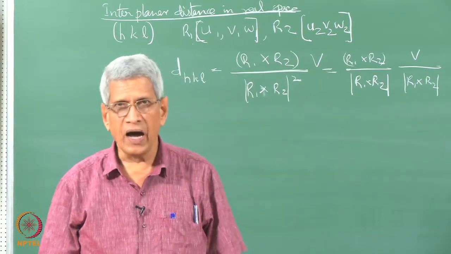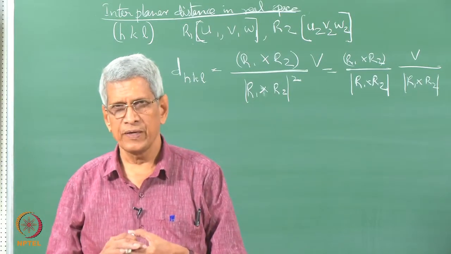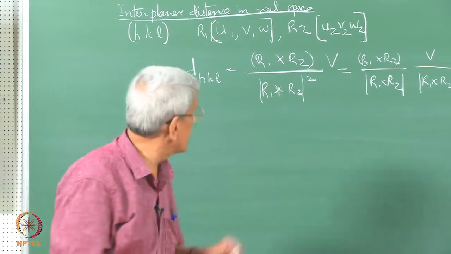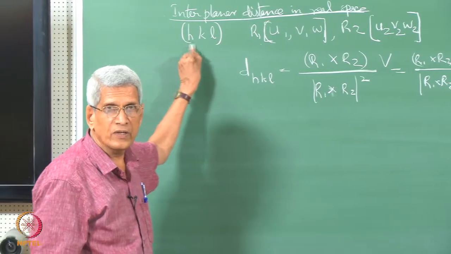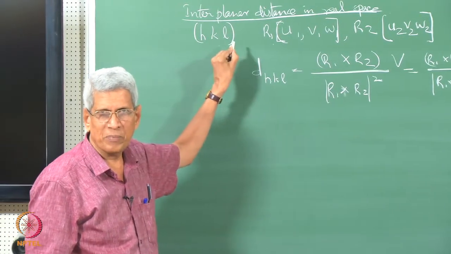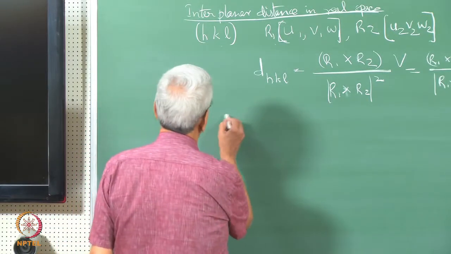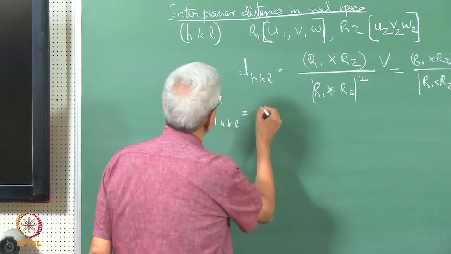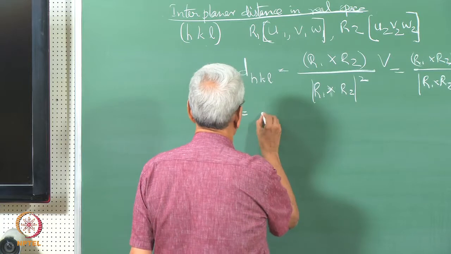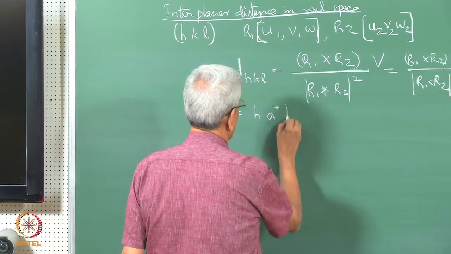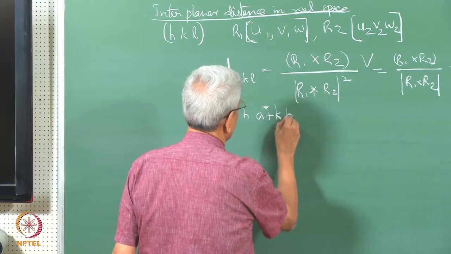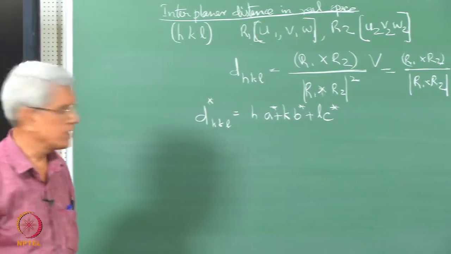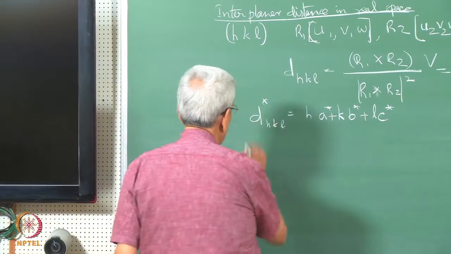The other way in which these distances could be measured is using the concept of reciprocal lattice. So, the plane HKL is nothing but the indices of the vector in the reciprocal space. So, for any vector, if I take d star HKL, this will be equal to H into A star plus K into B star plus L into C star, correct. We can write it this way.